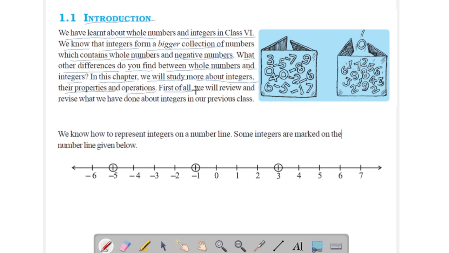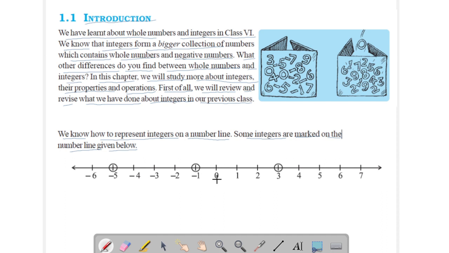First of all, we will review and revise what we have done about integers in our previous class. We know how to represent integers on a number line. Some integers are marked on the number line given below. Here, this is your number line.